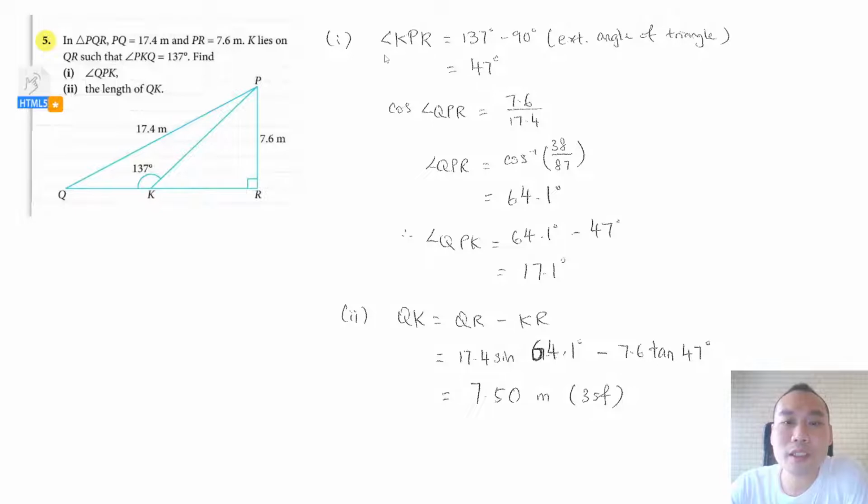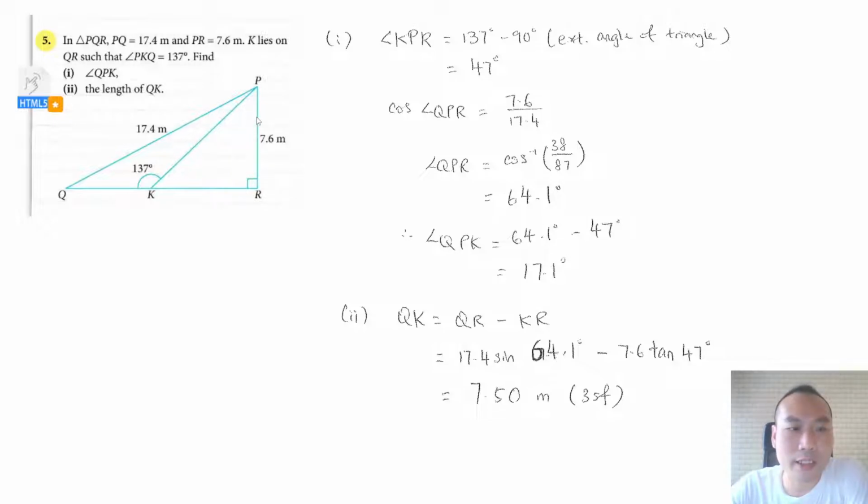So here's what we do. First, we find the angle KPR. For KPR, we can use the cosine ratio because we know the adjacent 7.6 and we know the hypotenuse 17.4. So using the cosine ratio, we find that it is 64.1 degrees.